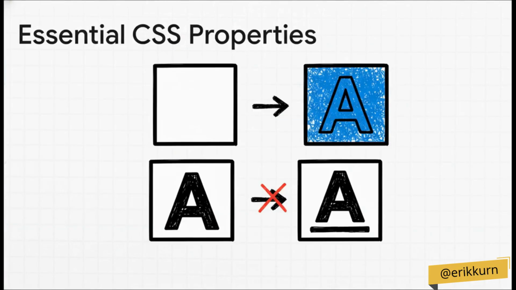Here are a few essential CSS properties to get you started. Background color is literally like painting the walls of a room. Color changes the color of the text itself. Font size is pretty self-explanatory. And this one is a game changer. Text decoration none. This is how you get rid of that default kind of ugly underline on all your links, which makes your navigation look so much cleaner.